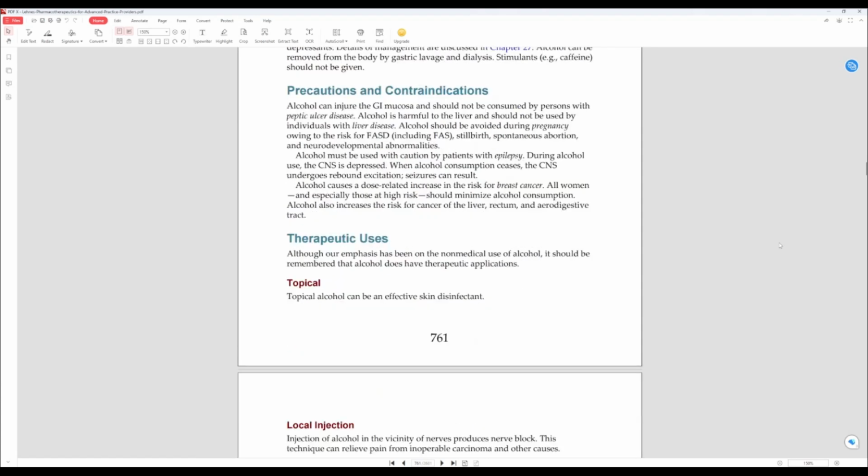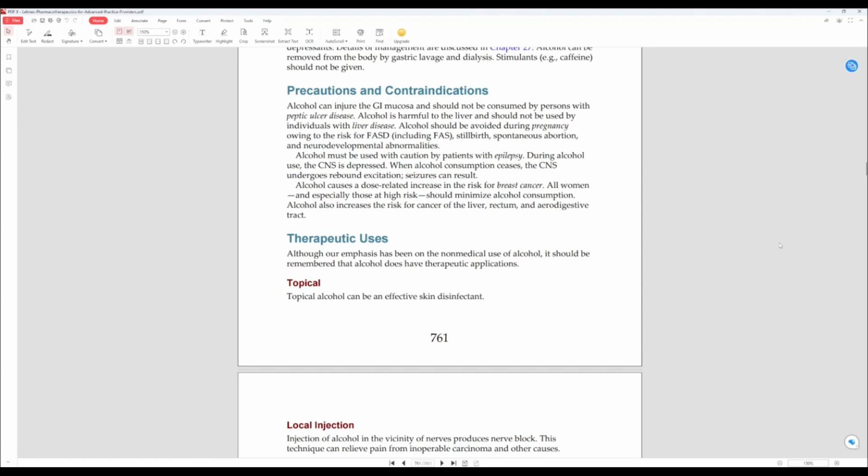So, precautions and contraindications. Alcohol can injure the GI mucosa and should not be consumed by someone who has peptic ulcer disease. Alcohol is harmful to the liver and should not be used by individuals with liver disease. Again, alcohol should be avoided during pregnancy, owing to the risk of FASD, stillbirth, spontaneous abortion, and neurodevelopmental abnormalities. Alcohol must be used with caution by patients with epilepsy. During alcohol use, the CNS is depressed. When alcohol consumption ceases, the CNS undergoes rebound excitation, which could result in a seizure.